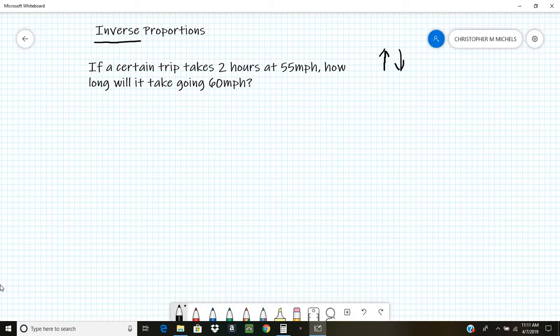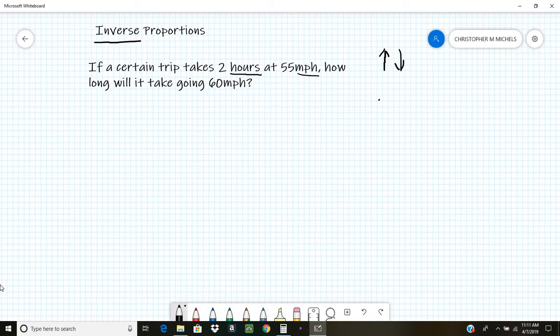Okay, so we look at this one. They say if a certain trip takes 2 hours at 55 miles per hour, how long will it take going 60 miles per hour? Okay, now again with this one, don't forget, proportions deal with ratios, and ratios are just a comparison. So what are we comparing in this case? Well, hours and miles per hour.